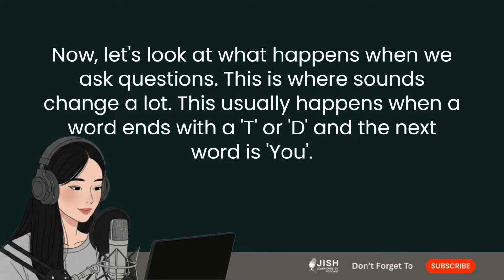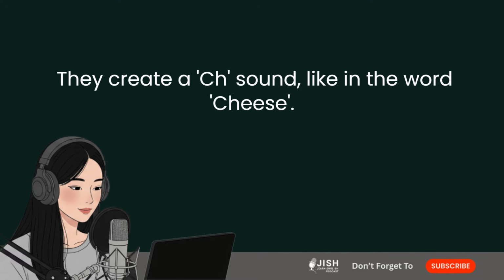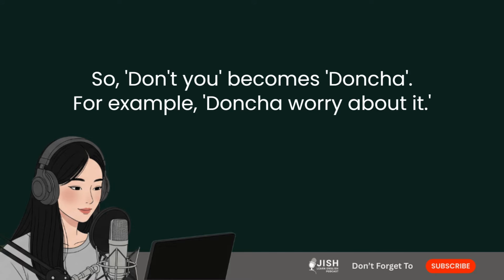Now, let's look at what happens when we ask questions. This is where sounds change a lot. This usually happens when a word ends with a T or D and the next word is you. Let's look at the phrase, don't you. For example, don't you like it? When we speak fast, the T and the Y mix together. They create a ch sound, like in the word cheese. So don't you becomes don'tcha. For example, don't you worry about it.